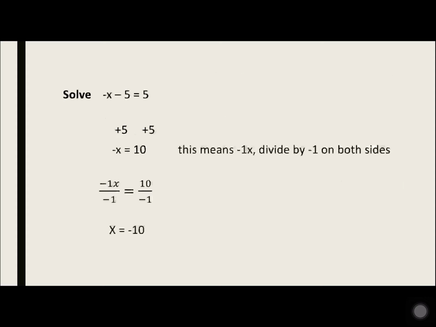Solve. Negative x minus 5 equals 5. Add 5 on both sides. Minus 5 plus 5 cancels on the left. On the right, 5 plus 5 is 10. On the left, negative x equals 10. This is not our answer because we want x. Negative x means negative 1x, so divide by negative 1 on both sides. On the left, negative 1 divided by negative 1 cancels. On the right, 10 divided by negative 1 equals negative 10.